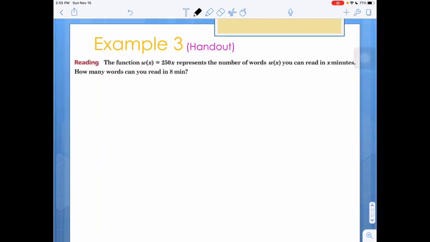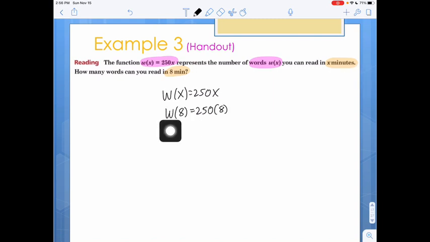Example 3 says the function w of x equals 250 times x represents the number of words w of x you can read in x minutes. How many words can you read in 8 minutes? Since we're trying to figure out how many words we can read in 8 minutes, we're going to plug in 8 for every x. This gives us w of 8 equals 250 times 8.